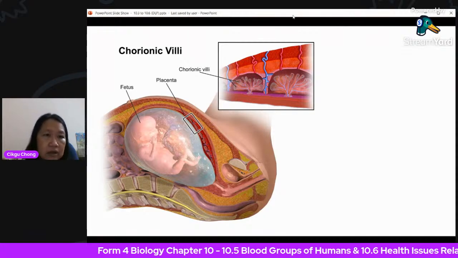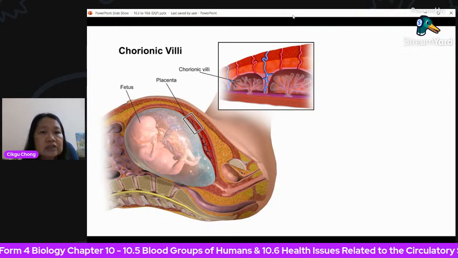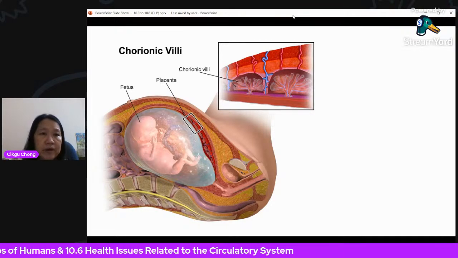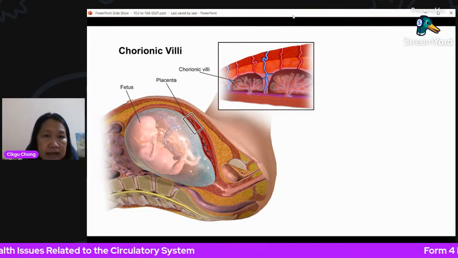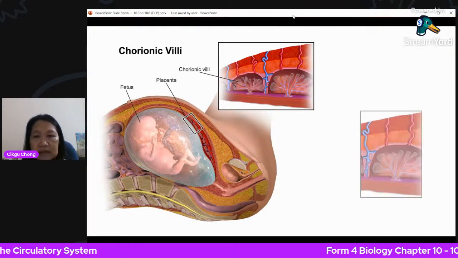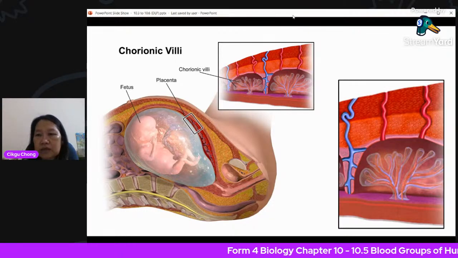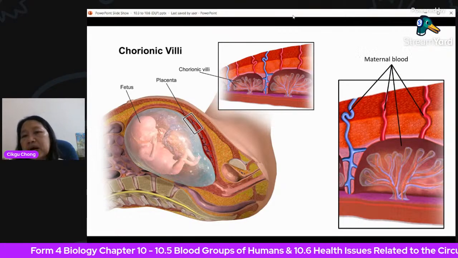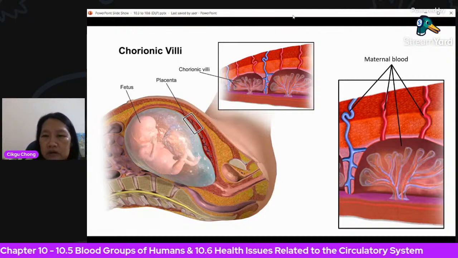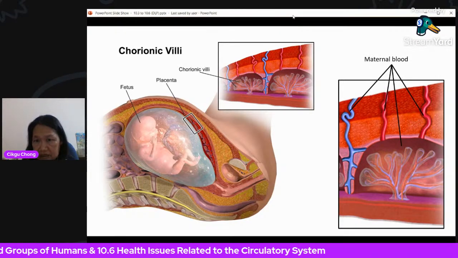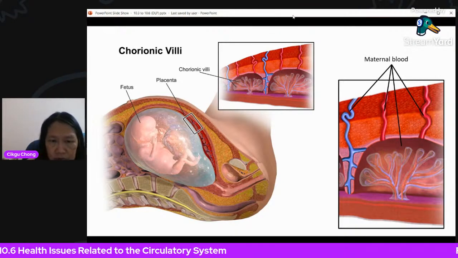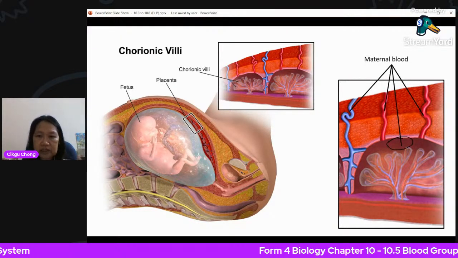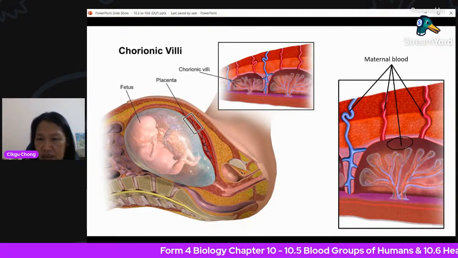Now look at this. We have something called chorionic villi. This one you will learn later in chapter 15 when you talk about reproduction, pregnancy, and all that, right? So at the placenta there, let me magnify this. You will see the maternal blood. This is the maternal blood, the mother's blood supply. It pours into this space here. You see this space here? Yeah, this space here. All right. And this is the baby's blood. This side is called the fetal blood.